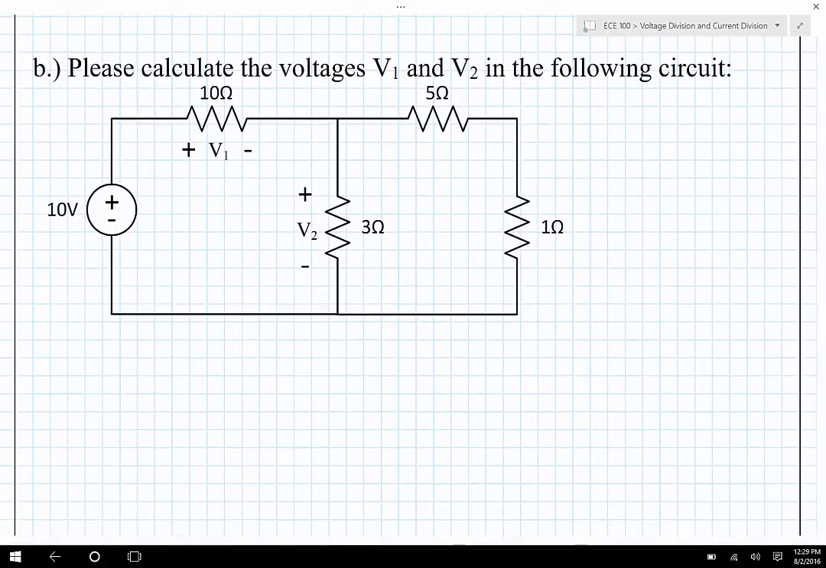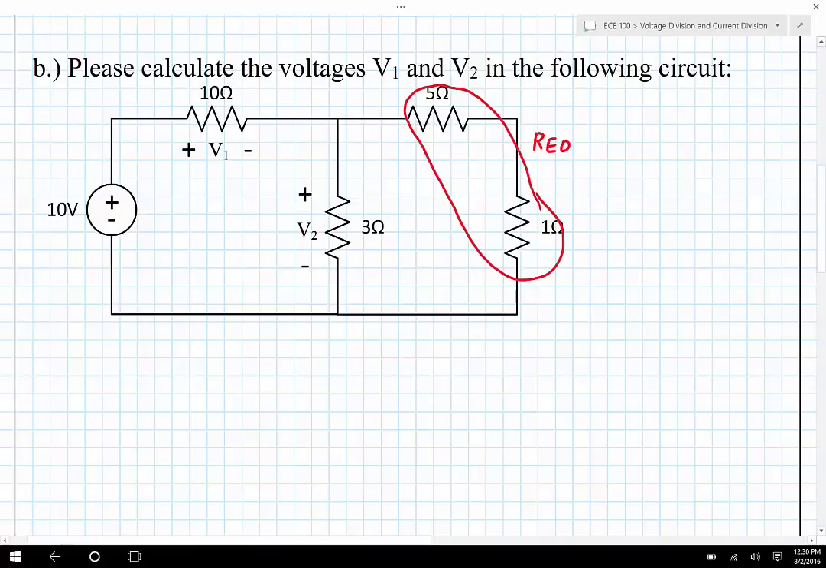In this case, it's not such a textbook example. There are 4 resistors instead of 2, and those 2 resistors that we want to find the voltage across are not in series with one another. But we can simplify the circuit down to one in which voltage division is applicable. So the first thing I'm going to notice is that the 5 ohm resistor and the 1 ohm resistor are in series with one another. So our equivalent for those 2 is equal to 6 ohms.